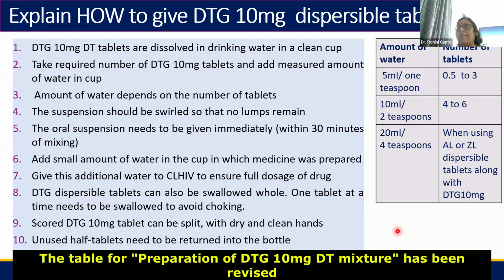Or if the AL tablet at present, which is the pediatric tablet, is not a dispersible tablet, then it would have to be dissolved separately and given separately, and cannot be given along with DTG. ZL is a dispersible tablet and can be given. So if you're giving ZL along with DTG 10, then we need to add 4 teaspoons of water to dissolve both the tablets, DTG 10 and the number of tablets of AL.